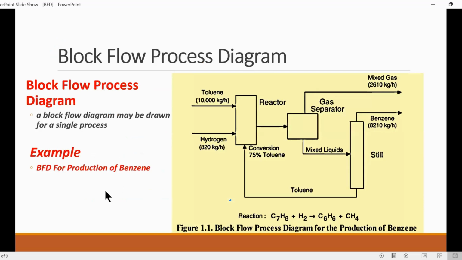Now let us look at an example of a block flow process diagram. In this example, benzene is the output. And of course, you have mixed gases which are uncondensables. You can see the reactor here, where the reaction says toluene is reacting with hydrogen. So these are the raw materials: this is raw material 1, this is raw material 2. It is also showing the quantities of the raw materials. Toluene is 10,000 kgs per hour, hydrogen 820 kgs per hour.